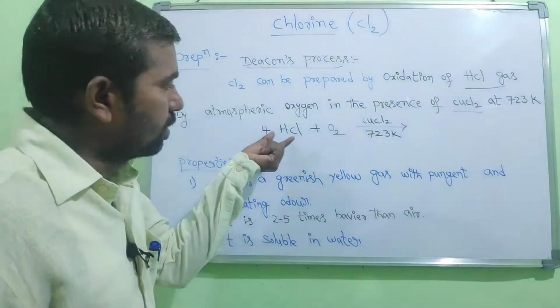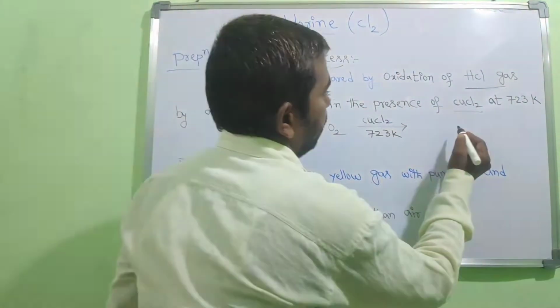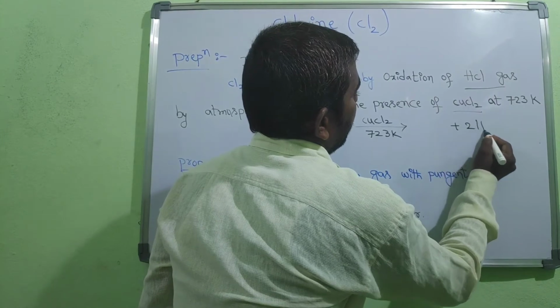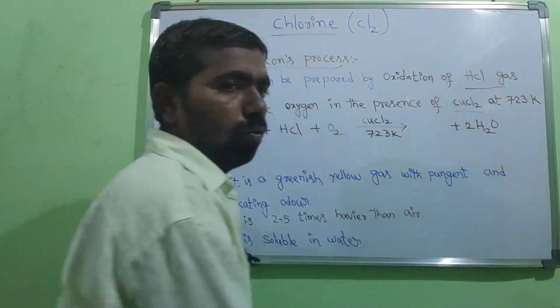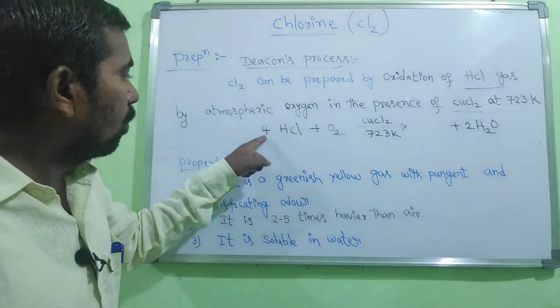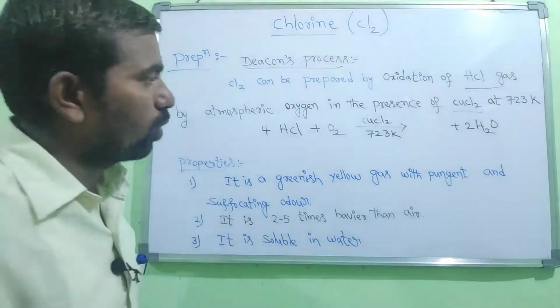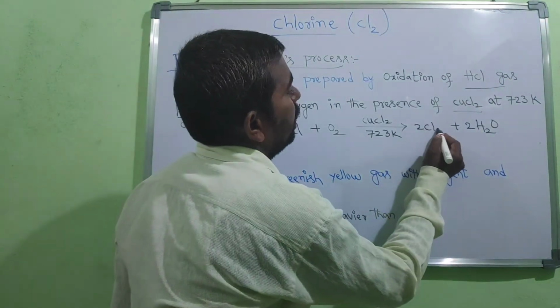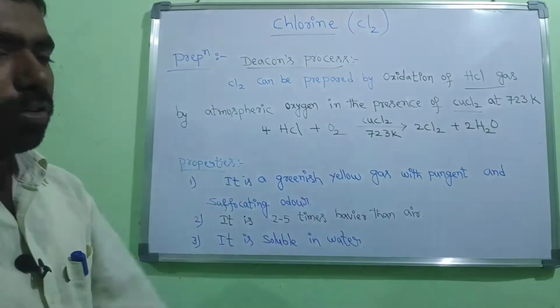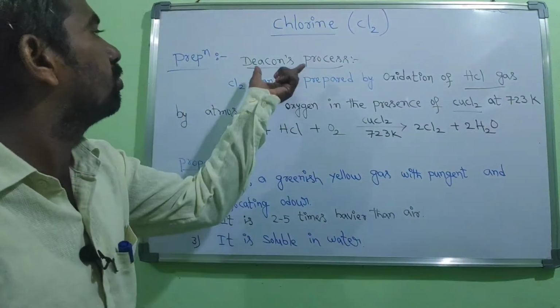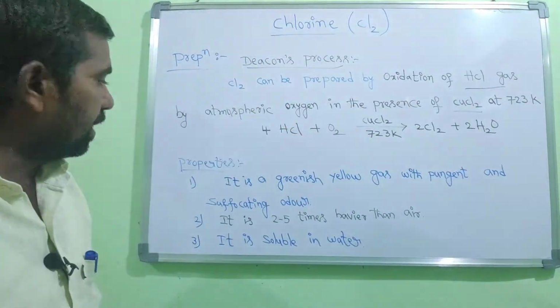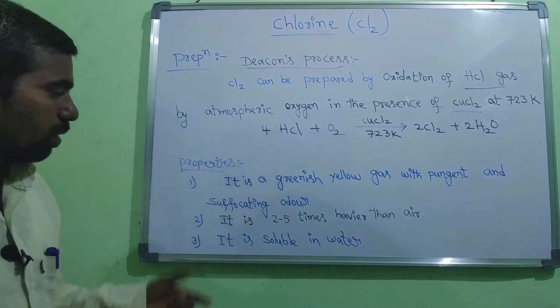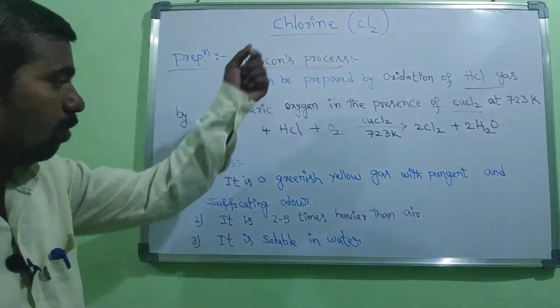4 hydrogens along with the 2 oxygens form water molecules, 2H2O, and remaining 4 chlorine atoms are there. Straightaway I am writing 2Cl2. That is about the manufacturing of chlorine from the Deacon process. And the next one is about the properties. Now I am discussing the physical properties of chlorine.